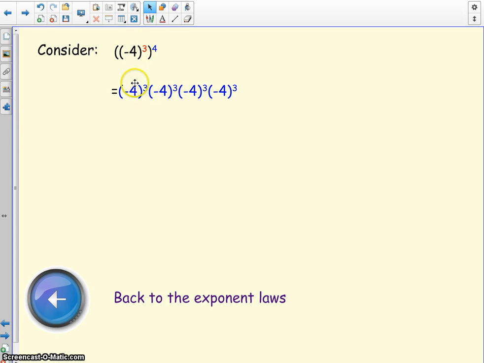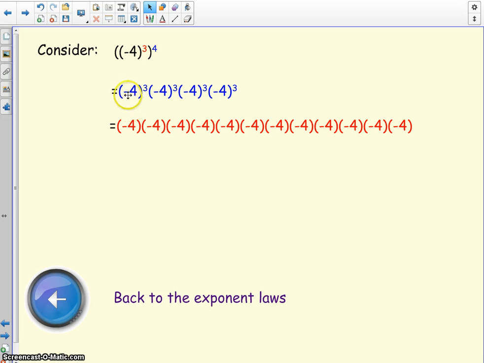Okay, and we know that if we have something to the exponent 3, that's just something multiplied by itself 3 times. So each of these, negative 4 to the exponent 3, gives us 3 copies of negative 4. Okay, so we have 4 copies of that. So we have 3, 6, 9, 12 of them in total. So you can simplify this as negative 4 all to the exponent 12.